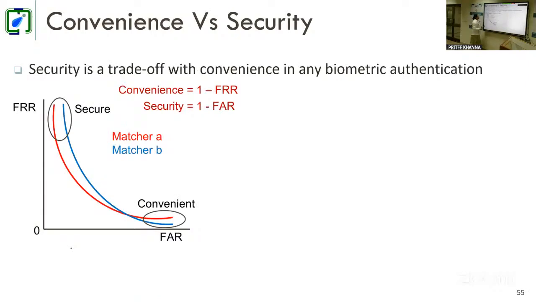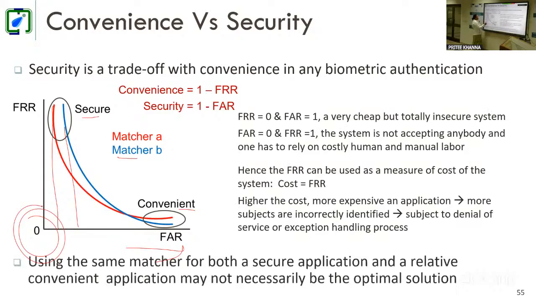Now there are two matchers, represented by different colors, matcher A and matcher B. If I ask you which is more secure out of matcher A and matcher B, and which is more convenient, in your opinion, is matcher B more secure? Here is the false accept rate, and it is increasing. This is zero. We want to be concentrated here if security is the priority.